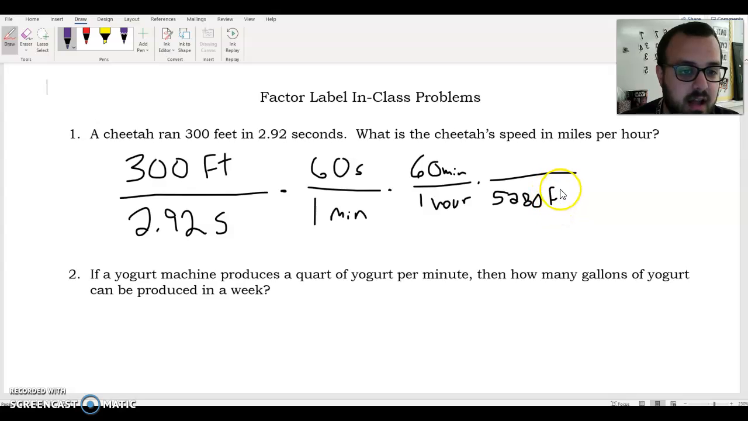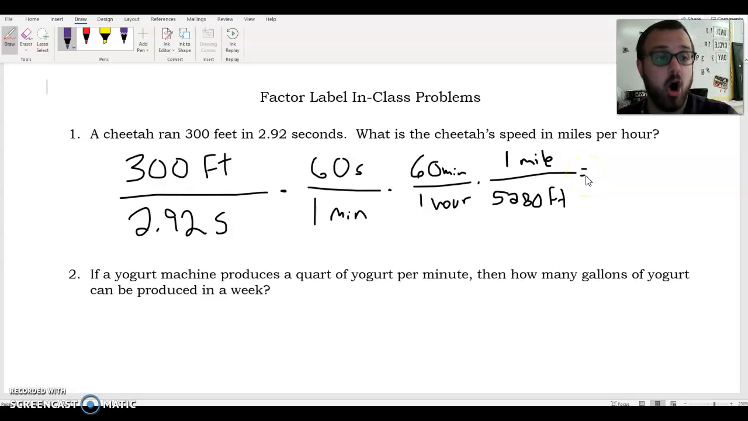So feet are going to go down here, and 1 mile is going to go up here. Once you have all these conversion facts written out, all these fractions written out, you're then going to go back through and make sure that all your units cancel out except for miles in the top and hours in the bottom, okay? Because miles per hour, we want miles in the top and hours in the bottom, okay?